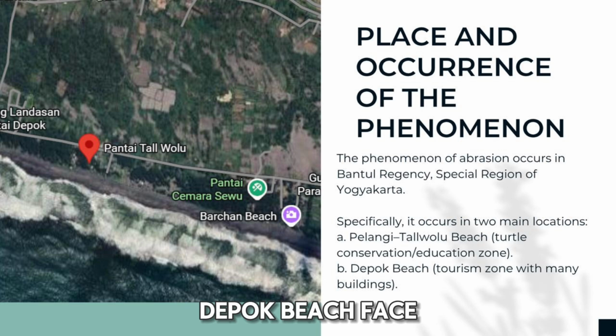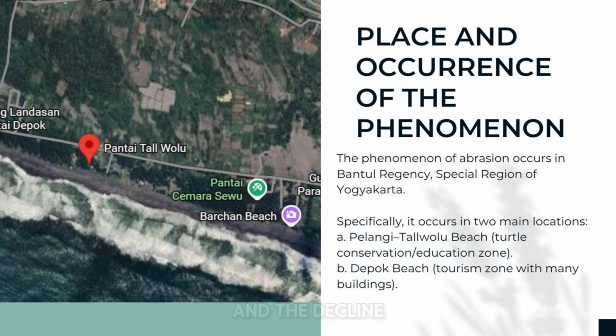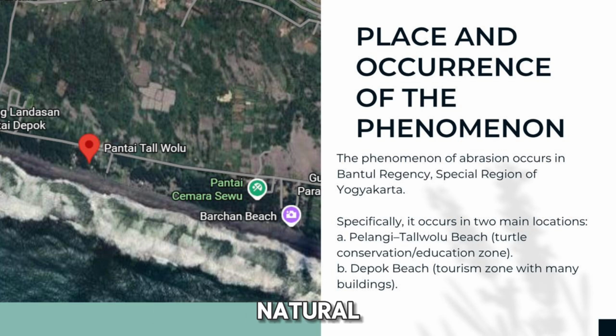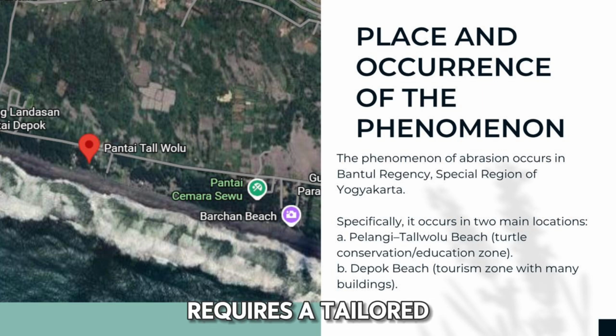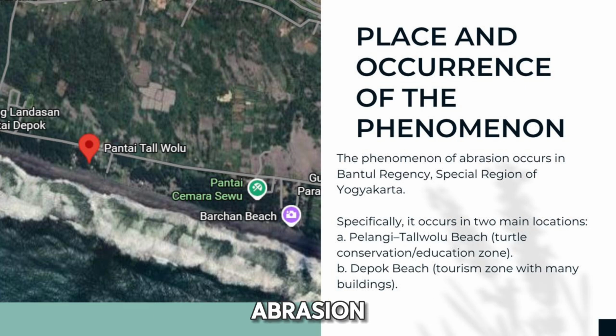In contrast, Depok Beach faces a different set of pressures. Here, abrasion is intensified by human activity, particularly dense tourism, unregulated building construction, and the decline of natural vegetation. All of this reduces the coastline's natural ability to absorb wave energy. By comparing these two sites, it becomes clear that both natural processes and human action play major roles in shaping coastal conditions. This contrast also shows why each location requires a tailored, site-specific management approach to effectively address abrasion.